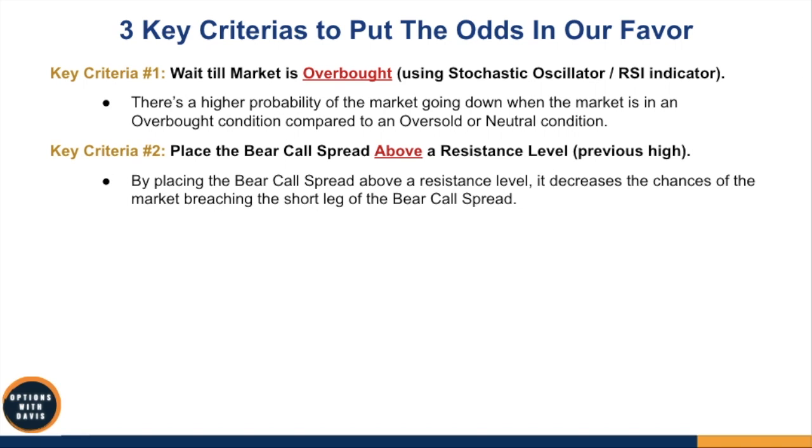Now, key criteria number two is to place the bear call spread above a resistance level. So if you're not familiar with what a resistance level is, this is what you call support and resistance. Basically, it's a place where the market has difficulty or trouble going above. So you will see in the chart that sometimes there'll be points where the market will suddenly have difficulty going up.